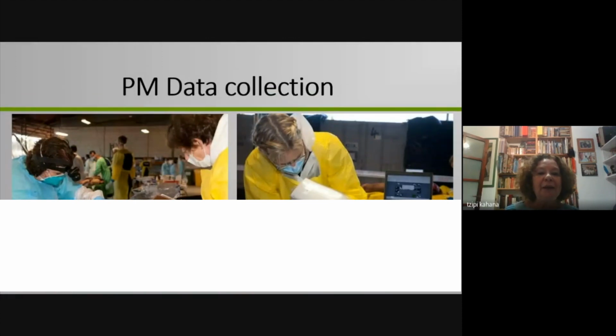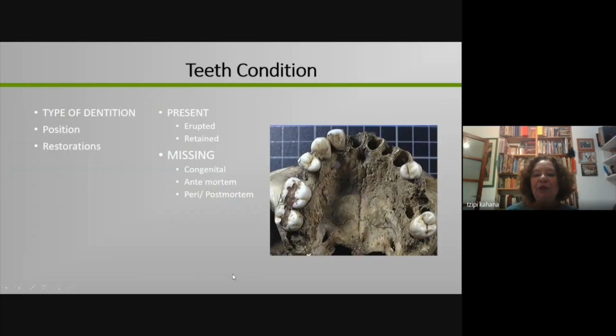So let's talk a little bit about postmortem data collection. When we are retrieving the dental information from a cadaver, we have to do a visual examination. It is usually done by two persons. One person examines, another person writes down, and then they interchange. So we look at each mouth at least twice, and then we take radiographs, and I will talk a little bit more about that. What is the information that we're trying to collect from the cadaver?